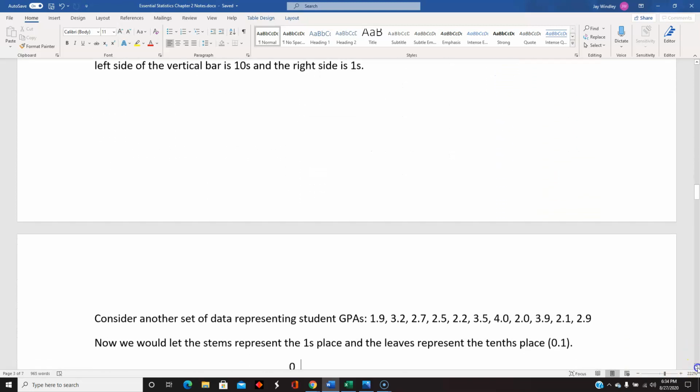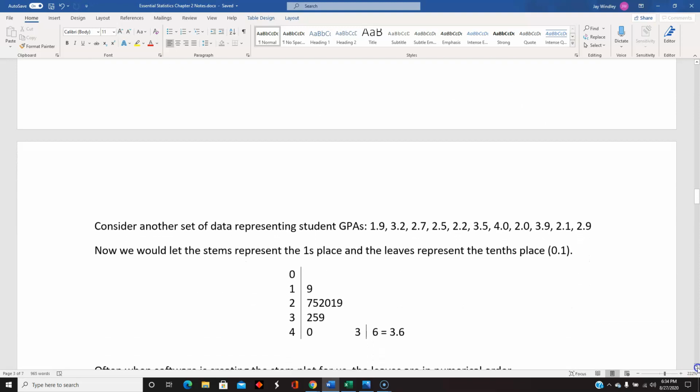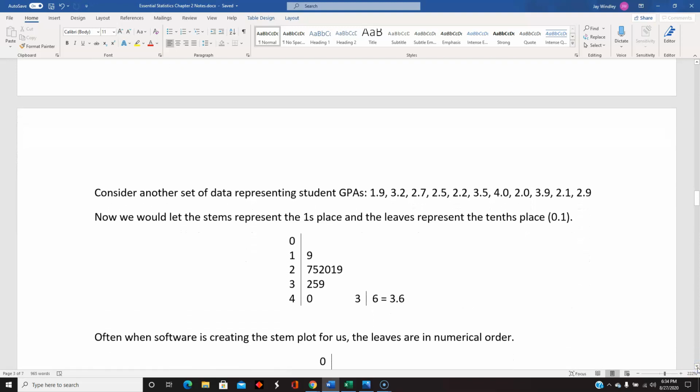You can also do a stem and leaf plot with numbers that are not whole numbers. For example, suppose we have some data on students' GPA. So now all of these numbers are 1 point something, 2 point something, 3 point something. So now the stems over here on the left side are going to be the ones place, and the leaves are going to be the tenths place.